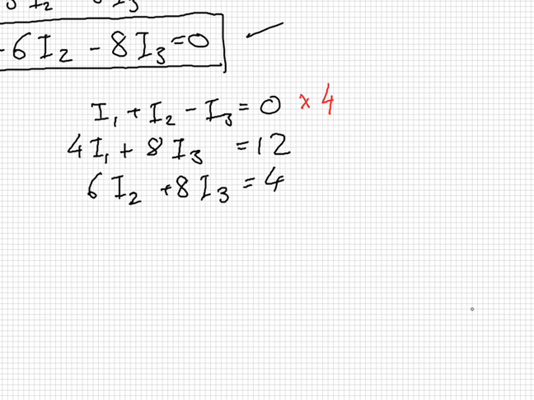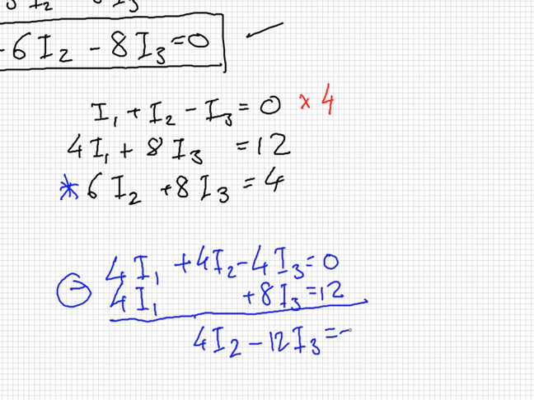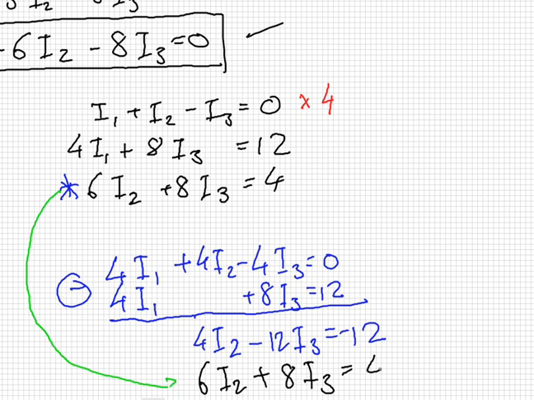Okay, so I get now 4I1 plus 4I2 minus 4I3 equals 0. And I have 4I1 plus 8I3 equals 12. And I'll just leave this one for the moment. So if I minus them, I get 4I2 minus 12I3 equals minus 12. Now I'll take this one down with it. So I have 6I2 plus 8I3 equals 4.